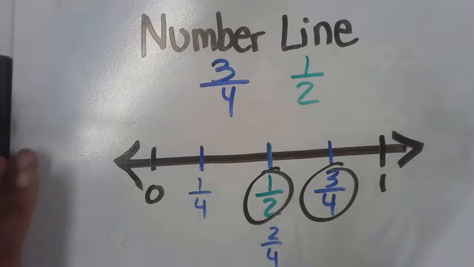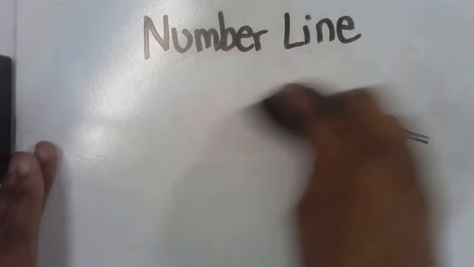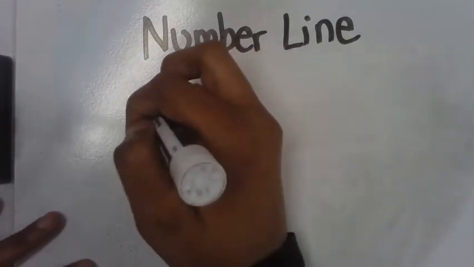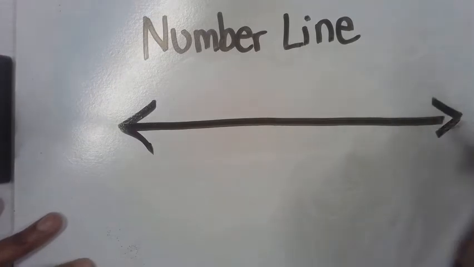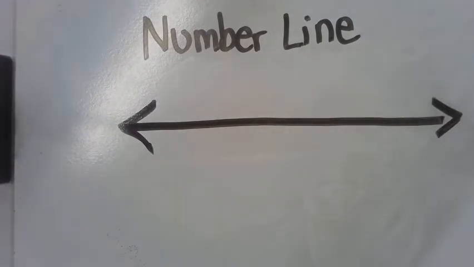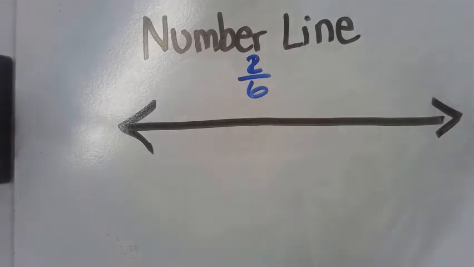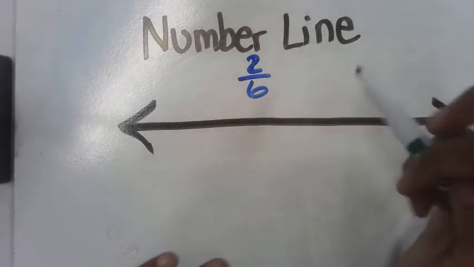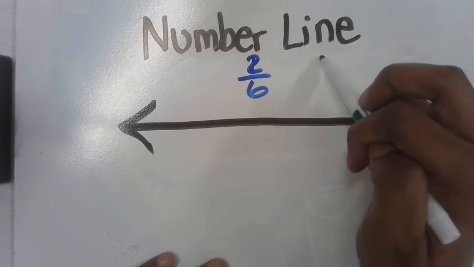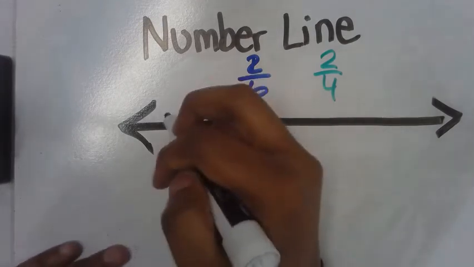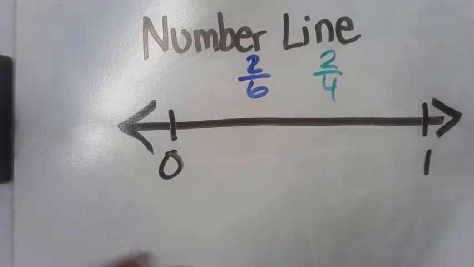All right, let's try another one. First step, draw my number line. Let's look at the fractions 2/6 and 2/4. Well, again, those are not mixed numbers. Those are not improper fractions, so they have to be in between the whole numbers 0 and 1.